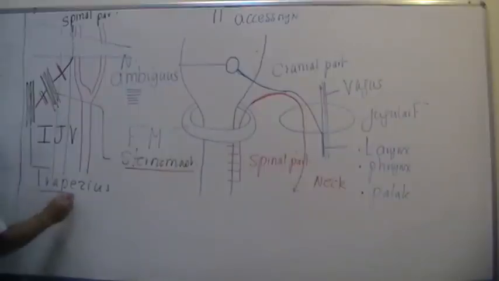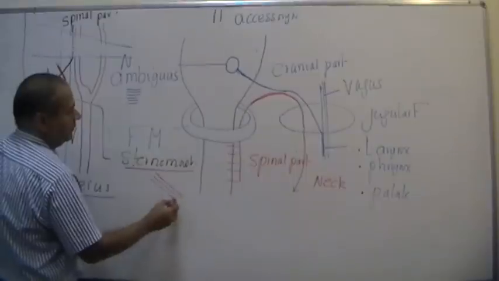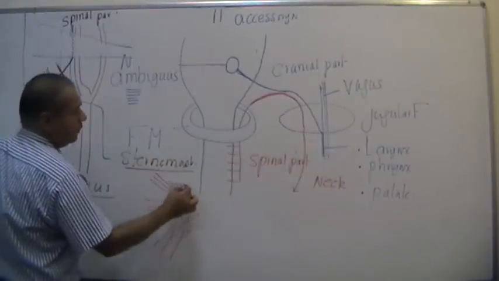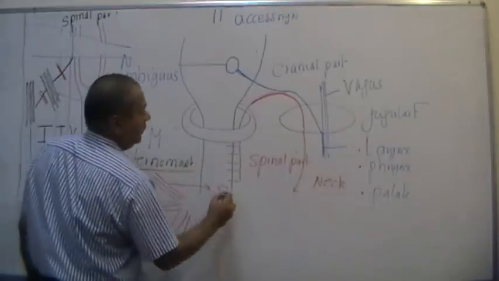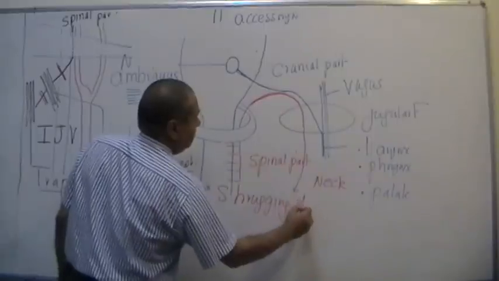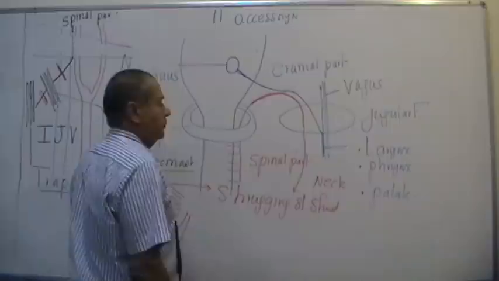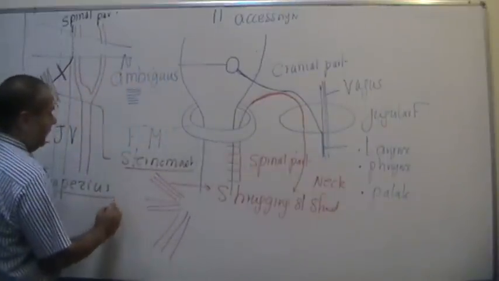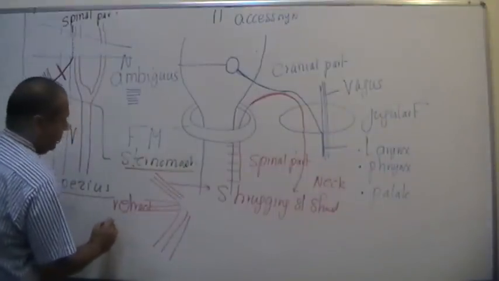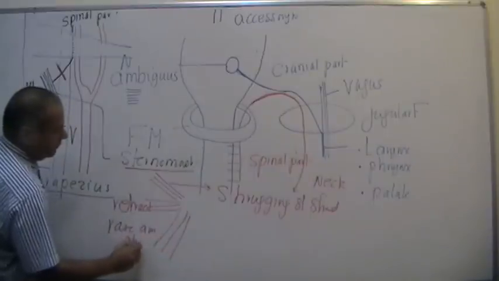The trapezius muscle, if it is paralyzed, you know the trapezius has upper fibers, middle fibers, and lower fibers. The upper fibers of trapezius elevate the shoulder, producing shrugging of the shoulder. Shrugging means moving the shoulders up like this. The middle fibers retract the shoulder. The lower fibers help to raise the arm above 90 degrees.